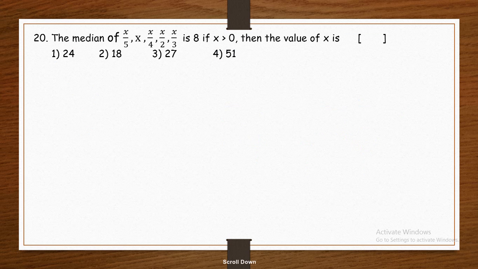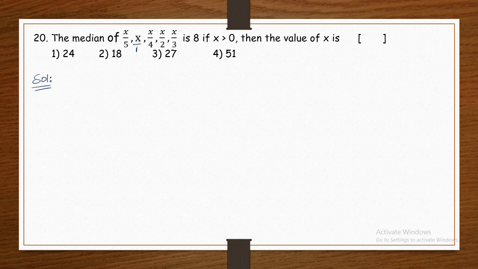Next, moving on to question number 20. The median of x by 5, x by 4, x by 2, x by 3 is 8, and if x is greater than 0, then the value of x is. Now let us see this. Whenever you are going to find the median, first of all you need to see whether the observations are in ascending order or descending order, right? Now I am going to make it in ascending order. If you observe, the denominator contains 1 here. As per the numbers, if the denominator is greater, then the whole value will be lesser.